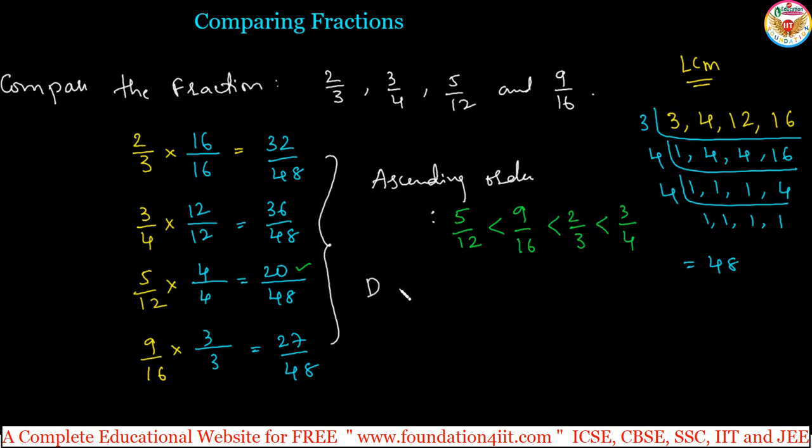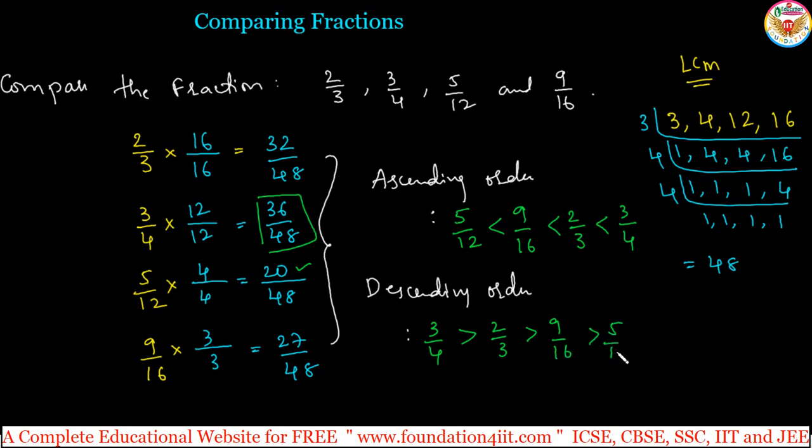And the same, let us try it in descending order. Descending order is from the bigger number to the smaller number. 3 by 4 is the biggest, because 36 by 48 is the largest number among these four. So 3 by 4 is greater than 2 by 3, which is greater than 9 by 16, which is greater than 5 by 12. This is ascending and this is descending order. In this way we can compare fractions. If they give more than 2, find out the LCM and do it.